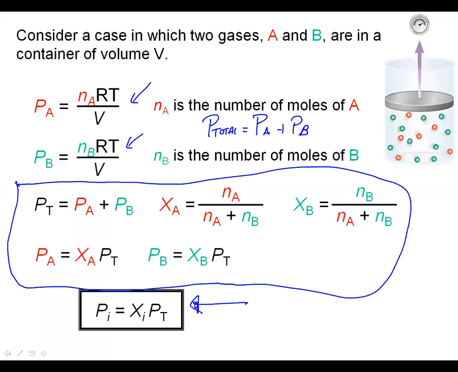But there can be certain situations where you may not be given enough information to actually calculate the pressure using the ideal gas law. And that's where the equation that's in the box, and really these equations here as well, come into play. If you look at this equation in the box, Pi is the partial pressure of a gas.